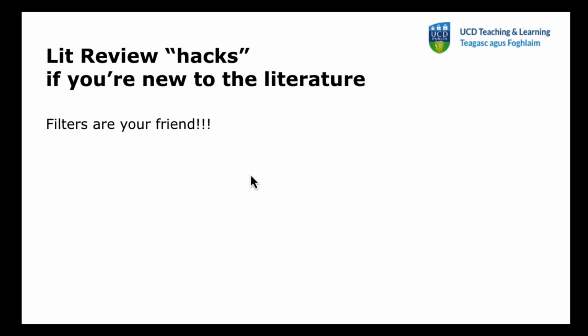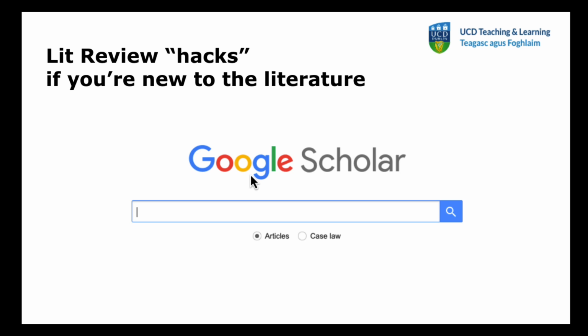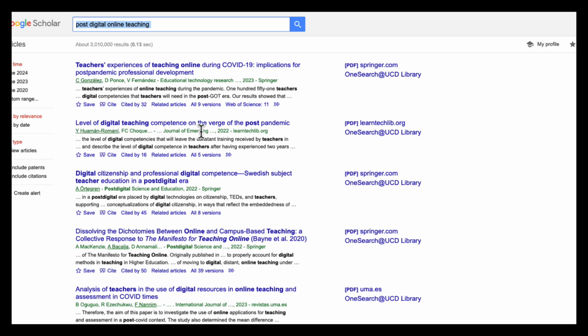I have a few hacks to share with you. If you're new to the literature in your space, don't forget to use filters on searches and some of the advanced searching techniques. So let's take a look at Google Scholar for a moment. That's one place to start looking for scholarship.